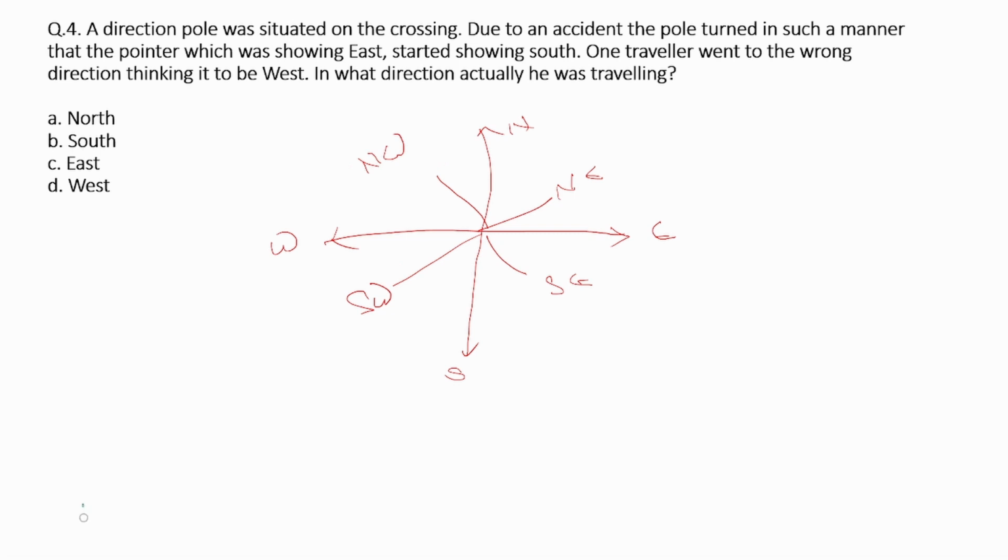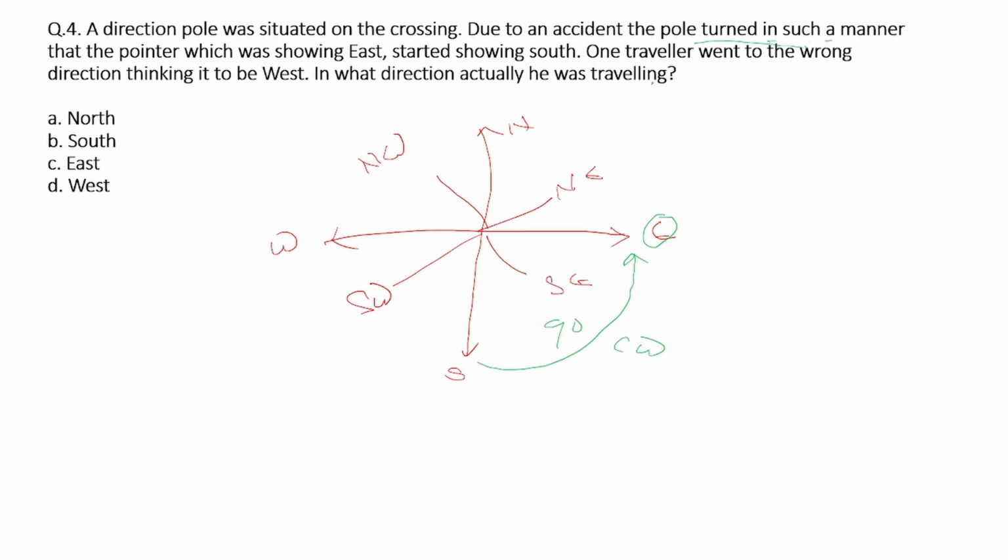So what happened? Due to an accident, the pole turned in such a manner that the pointer which was showing east started showing south, which means east becomes south. This means south moved 90 degrees in the clockwise direction, so our south-showing line moves 90 degrees in the clockwise direction.